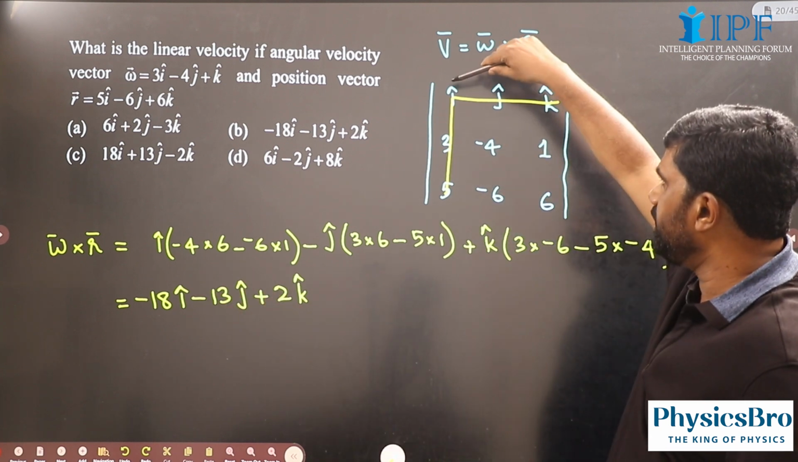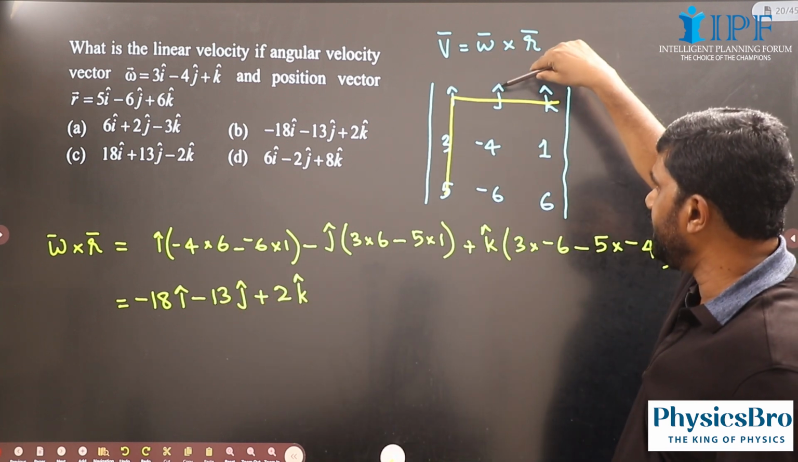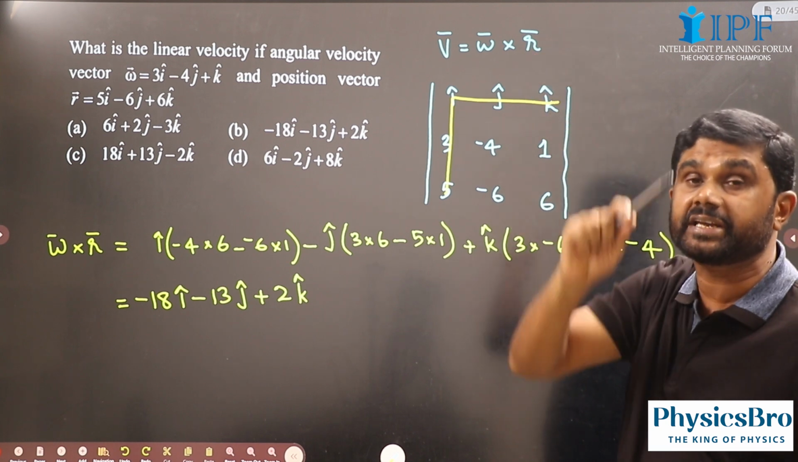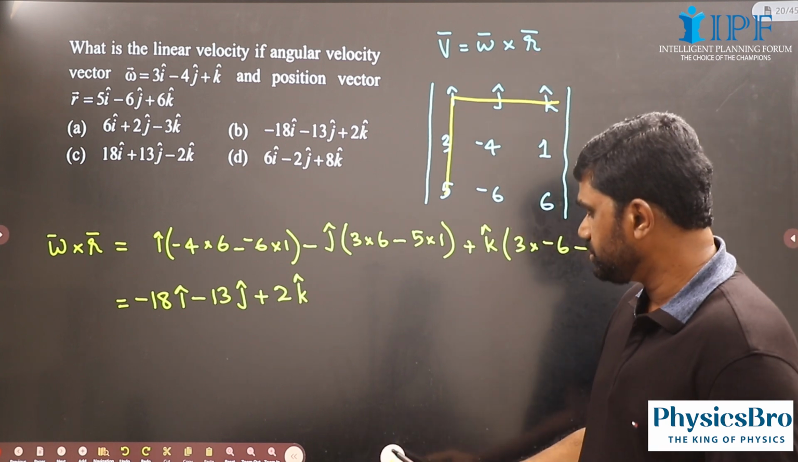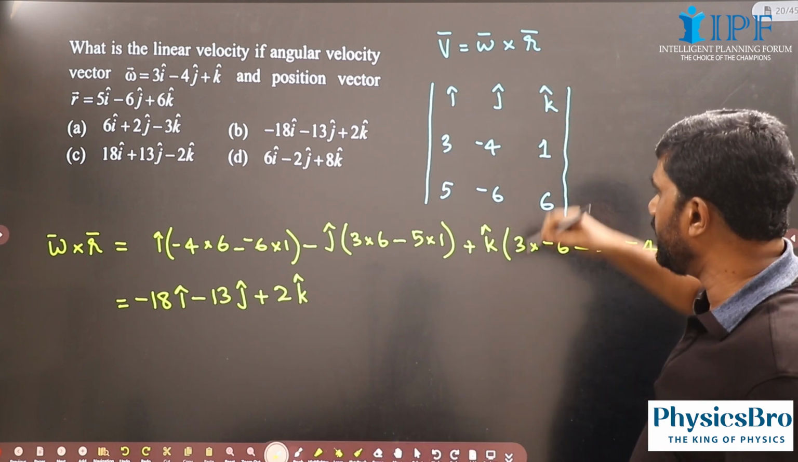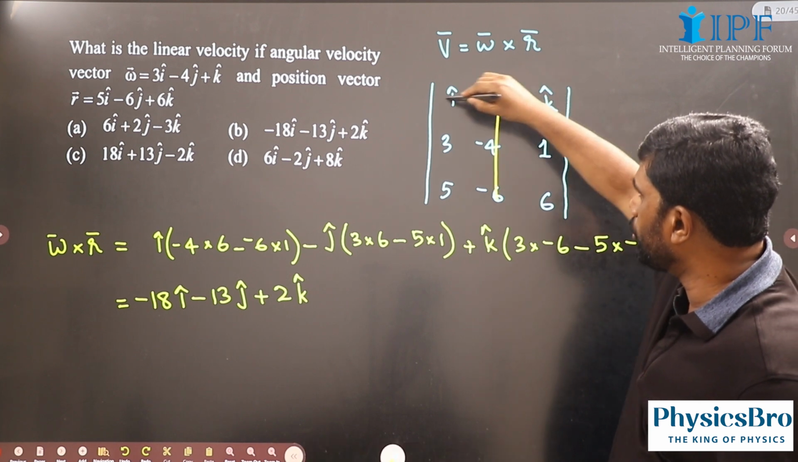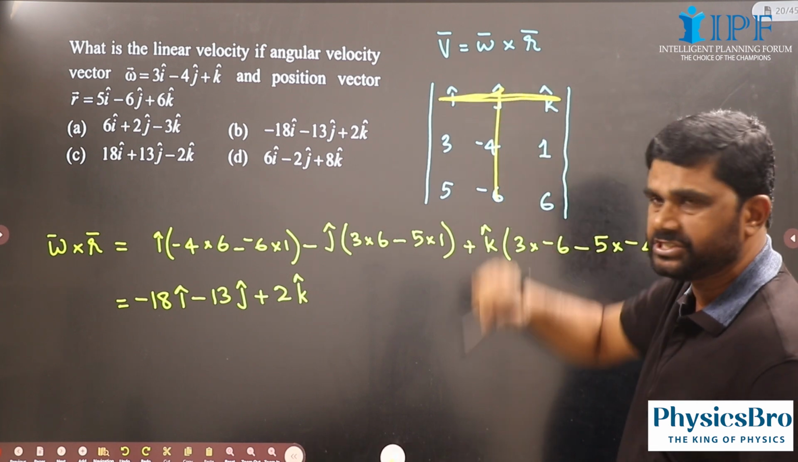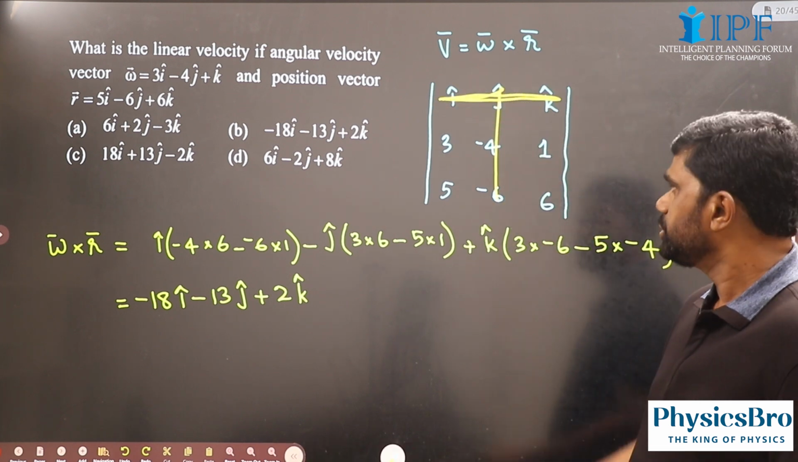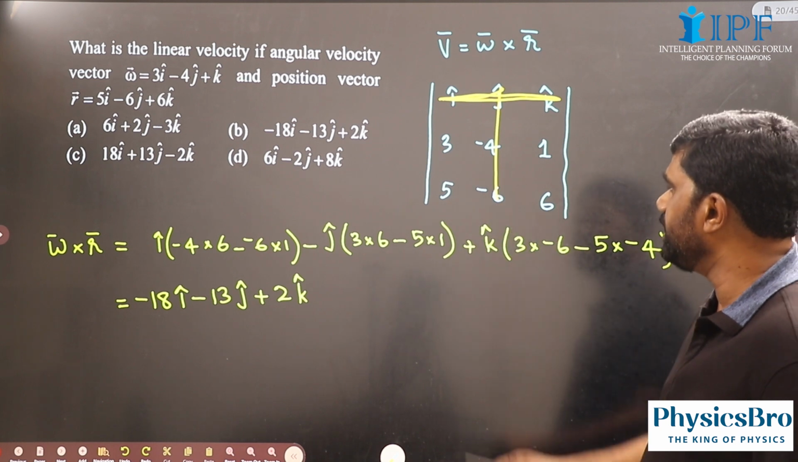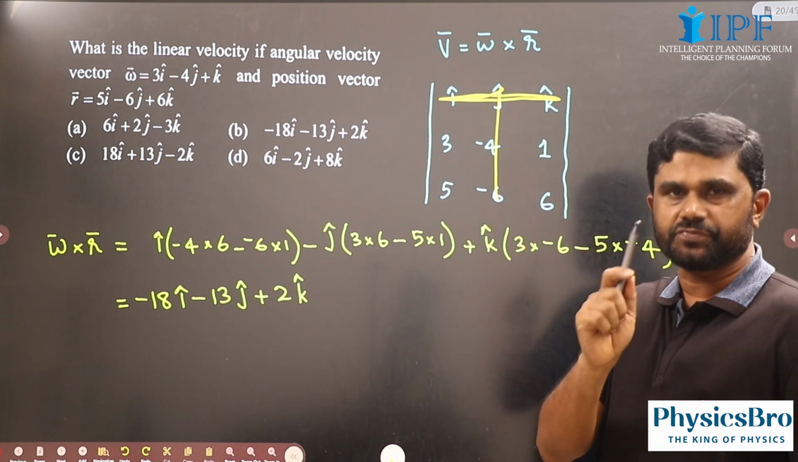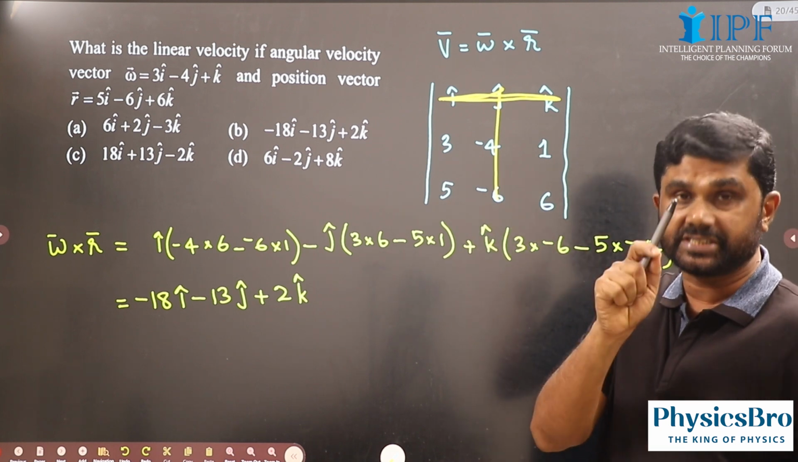This we have to take positive, and the next element j we have to take negative. Now in this case we have to eliminate the column and the row containing that particular element j. So 3 into 6 that is 18, 5 into 1 that is 5, 18 minus 5 that is 13.